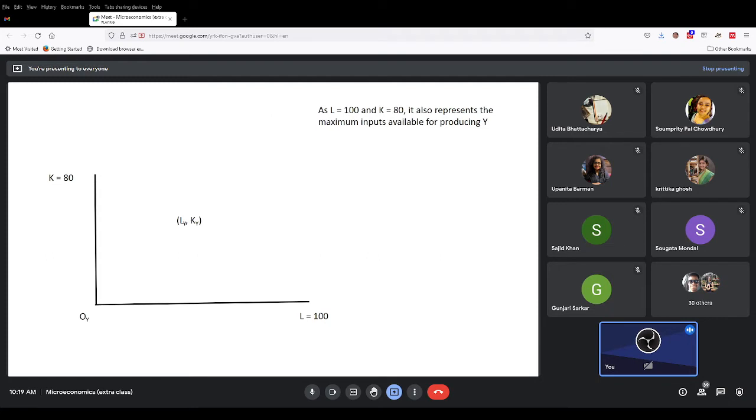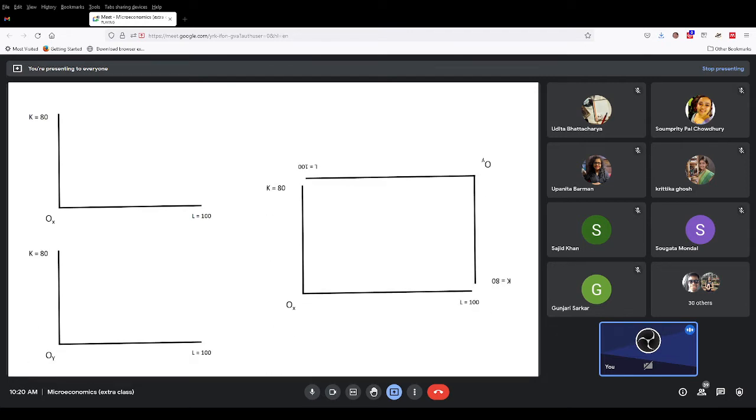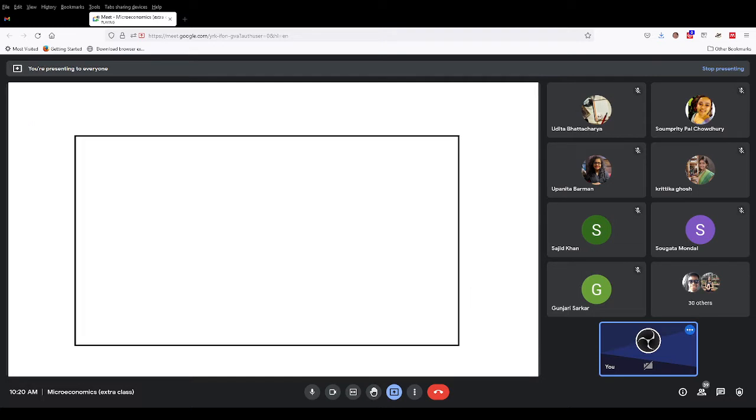But similarly, we can also prepare a half box for Y. What is the maximum amount that can be used for Y? 80 units of capital, 100 units of labor. So we have two half boxes like this, and in the third step, this is X, this is Y, and now we bring together these two half boxes to form a complete box like this. Is this clear? Yes, sir.